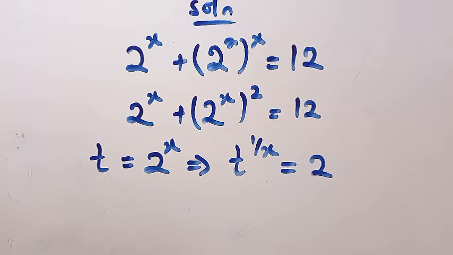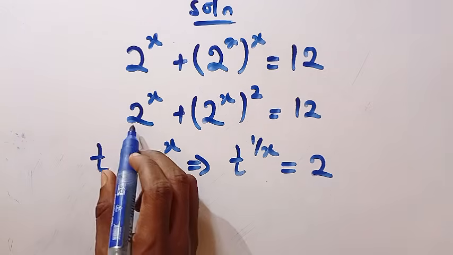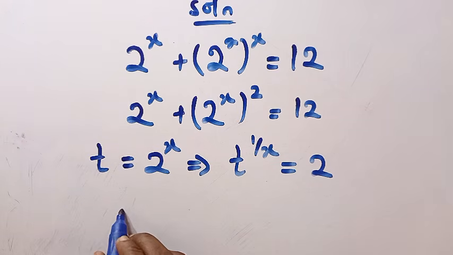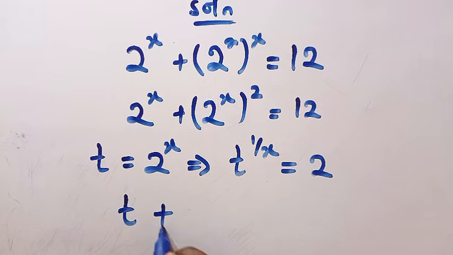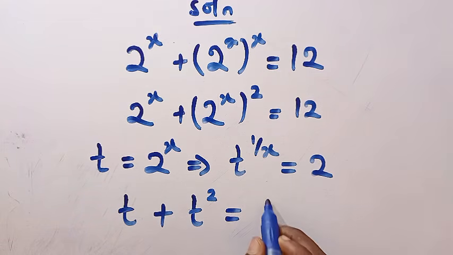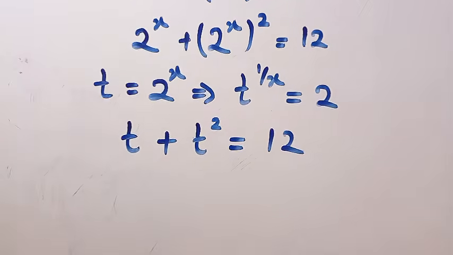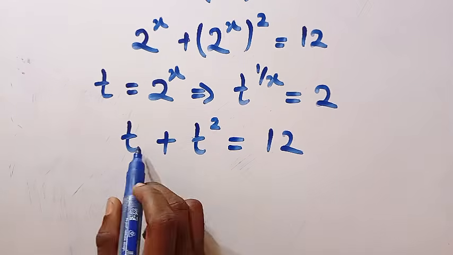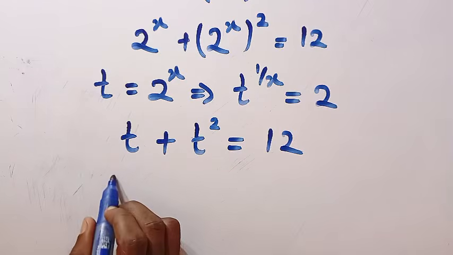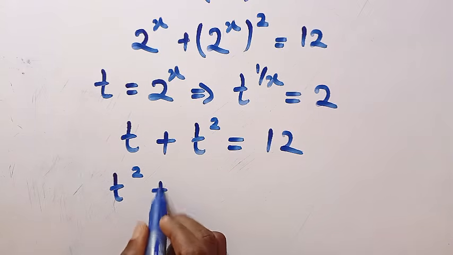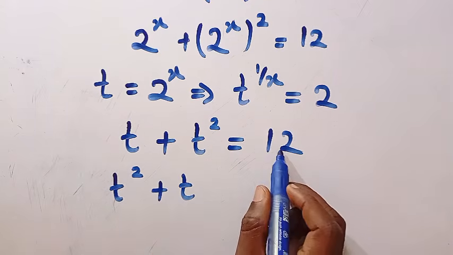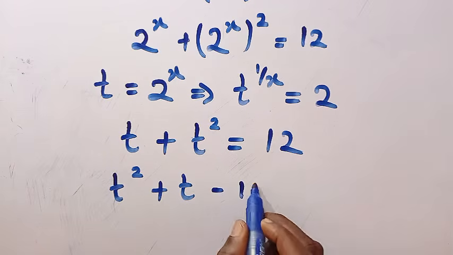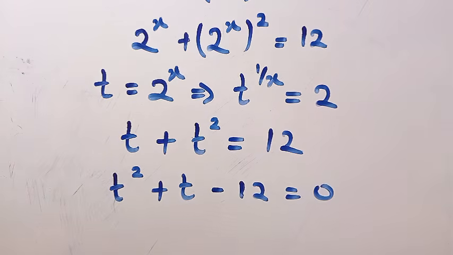Then we replace it here. Instead of 2 power x, we have t plus t power of 2 equals 12. And the next step, we are going to rearrange this like this: t squared plus t, let's take this 12 to this side, we have minus 12 equals 0.